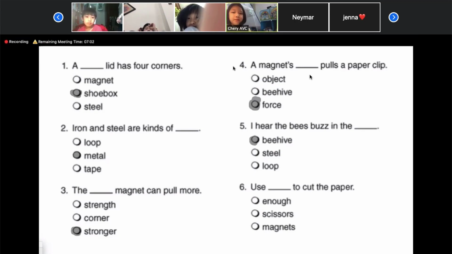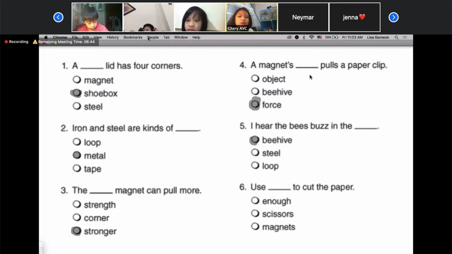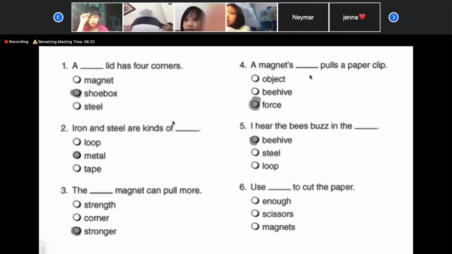Okay, Sophia, do you have number 6 for us? Use blank to cut the paper. Sophia, do we use scissors to cut paper, or do we use magnets to cut paper? Okay, thank you, Sophia. So Sophia says we use scissors to cut paper. Okay, good job. Easy, right?